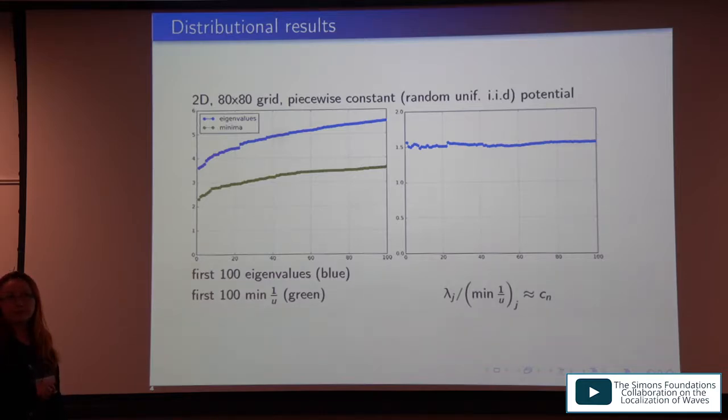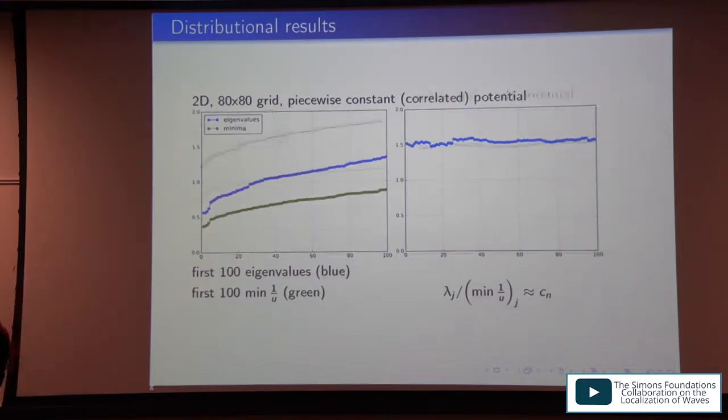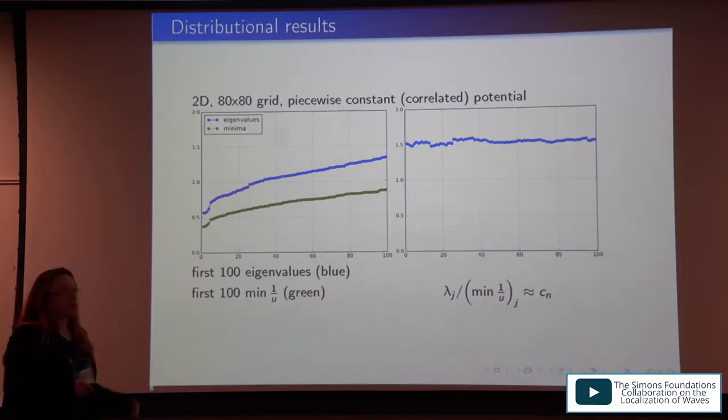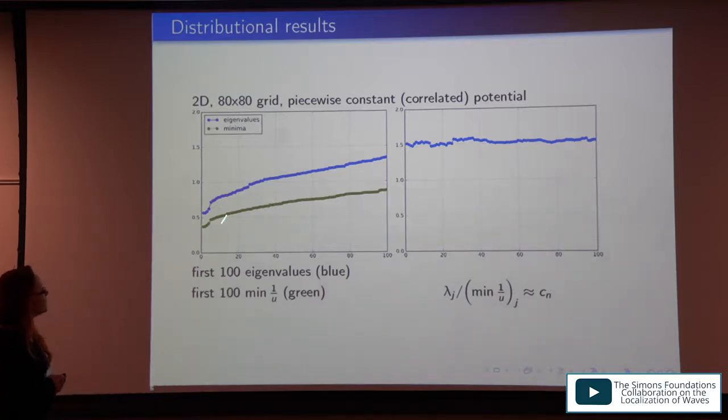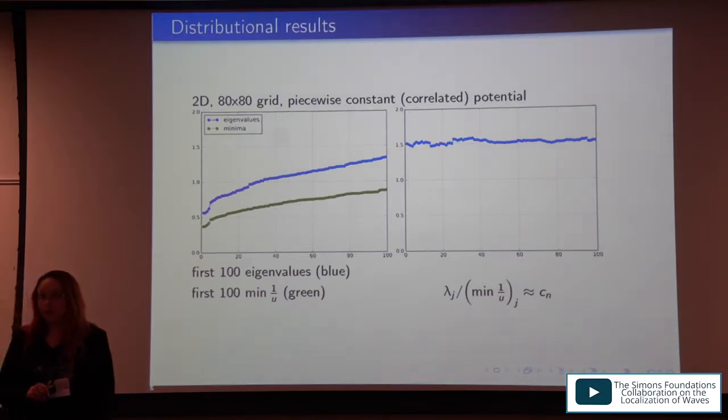Almost on the point. I promise you that this does not depend on the potential. I'm taking a very different potential. This is correlated. This is something common from the cold atoms, actually. Very different curve of minima, very different curve of eigenvalues. The ratio is, again, 1.5 on the point.